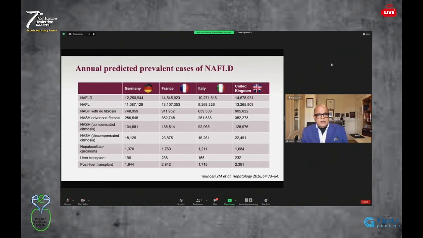So this just shows you the whole spectrum from non-alcoholic fatty liver disease to liver transplant. And it shows that the progression is not seen in all patients, but it's the tiny minority of the patients that progress to decompensated cirrhosis. Therefore, it's very important to identify this group of patients that is going to progress to compensated or decompensated cirrhosis, and to have adequate management strategies to stop that.